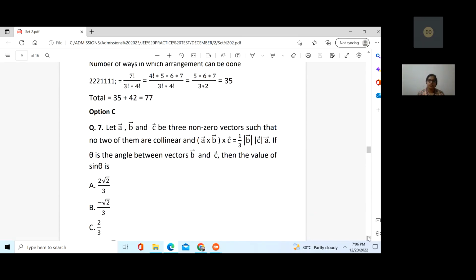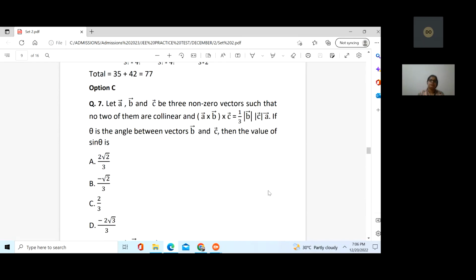Yes, so this is the next question. Let vector A, vector B and vector C be 3 non-zero vectors such that no two of them are collinear. A cross B cross C is equal to 1 by 3 mod of B, C times vector A. If theta is the angle between vectors B and C, then we need to find the value of sine theta here.